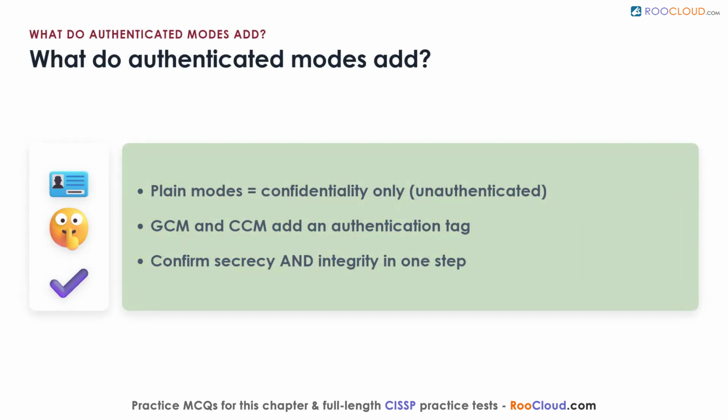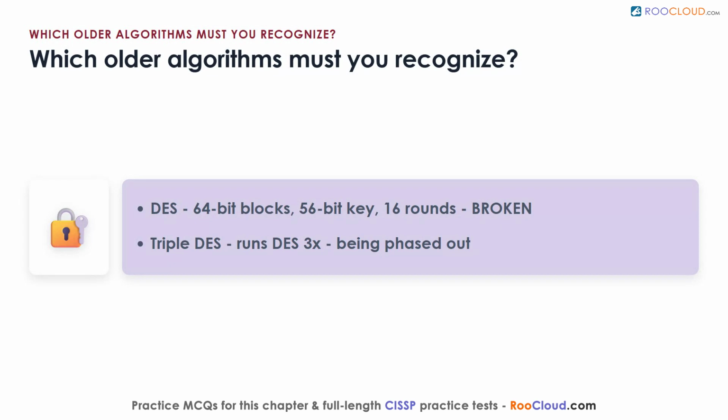What extra do the authenticated modes provide? They add proof that the data was not tampered with, not just kept secret. The plain modes only deliver confidentiality, so they are called unauthenticated. Galois counter mode and the counter with chaining message authentication code mode go further, attaching an authentication tag to the ciphertext. That tag lets the recipient confirm both secrecy and integrity in one step. So when a design needs to guarantee that a message arrived unchanged, you reach for an authenticated mode. Think of a courier who not only seals the box but also signs a tamper-proof label, proving it was never opened.